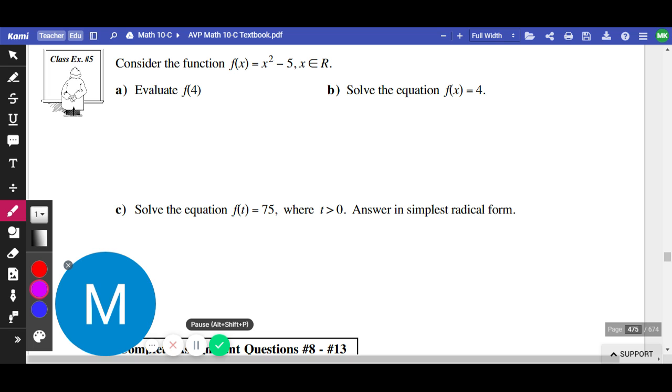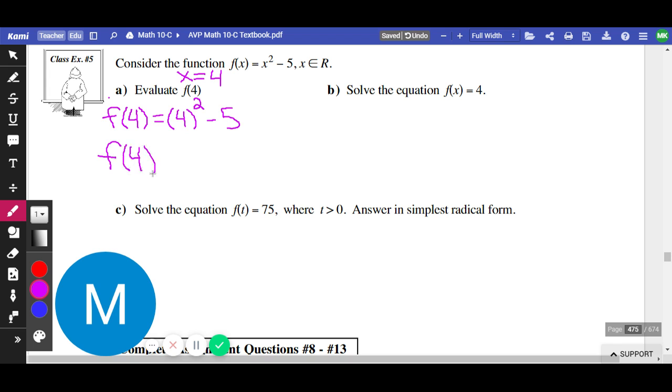For A, it says evaluate f of 4. When they change the number on the inside, it is telling you x equals 4. They're giving you an input value when they write it like that. You go to your equation, you change all your x's to be 4. You put it in your calculator, and you should get 11.